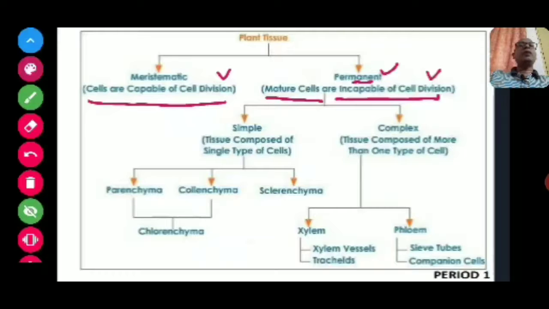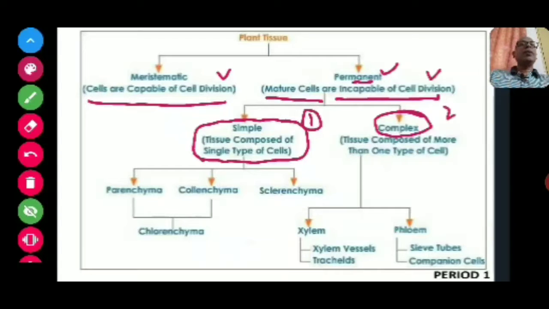Now the permanent tissues are again divided into two different types. First one is the simple permanent tissue, another one is the complex permanent tissue. Simple permanent tissues are those which are made up of only a single type of cells, while the complex permanent tissues are those which are made up of more than one type of cells.